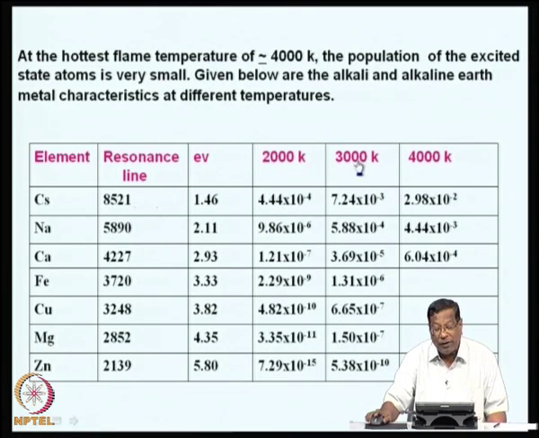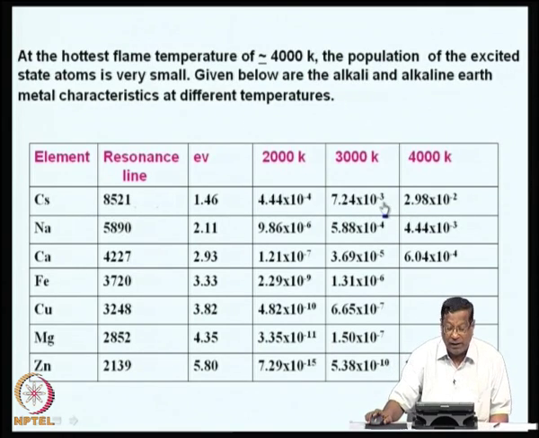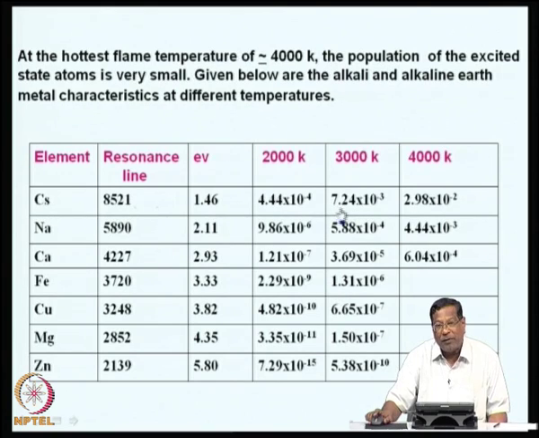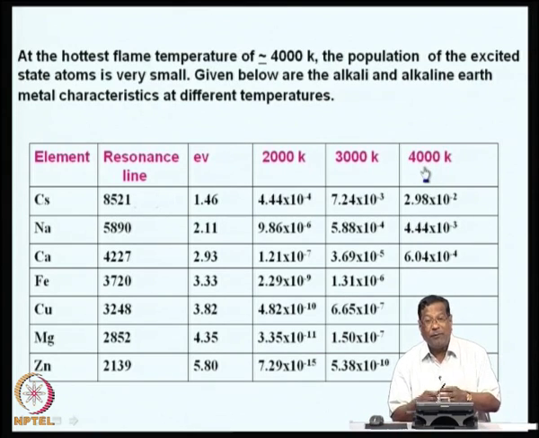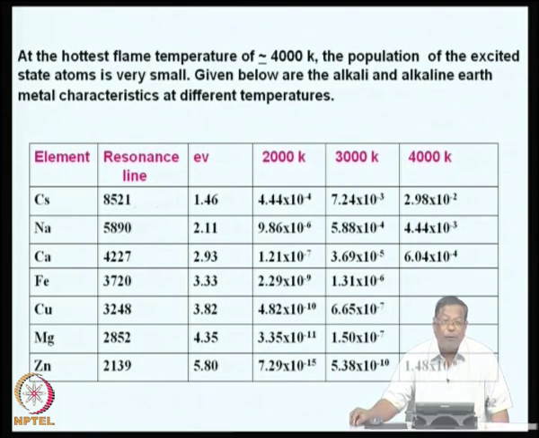Suppose you increase it to 3000, then the order improves by about 1 unit, that is 7.24 into 10 raised to minus 3. That means, out of every 1000 atoms, you will find 7 atoms in the excited state. Suppose you increase it to 4000 Kelvin, then you will find the order still improves, and out of every 100 atoms, you will find 3 atoms in the excited state.